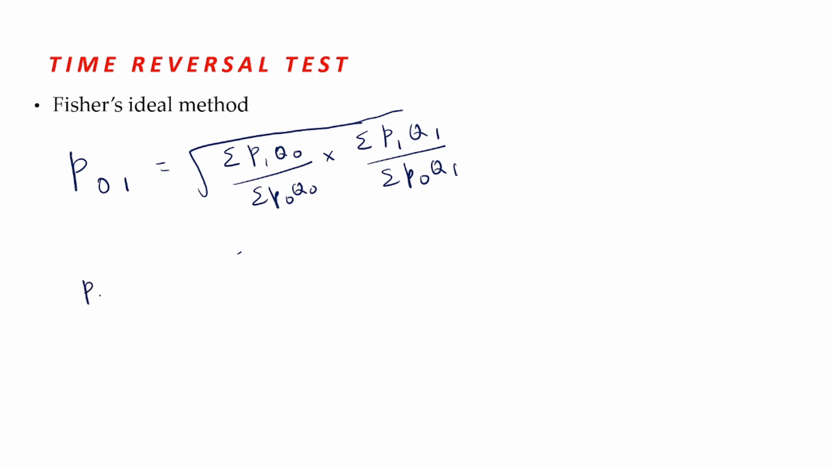Now coming to P10. It is the other way around, that is we use the base year as the current year and the current year as the base year. So in that case, this is equal to root of summation P0 Q1 upon summation P1 Q1.